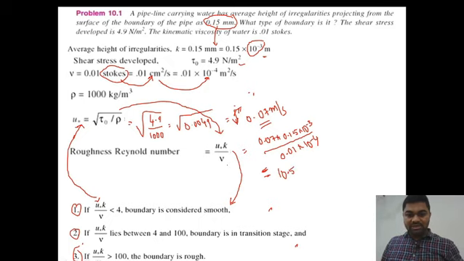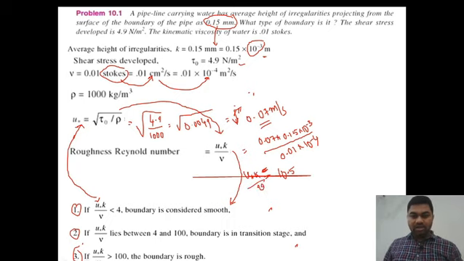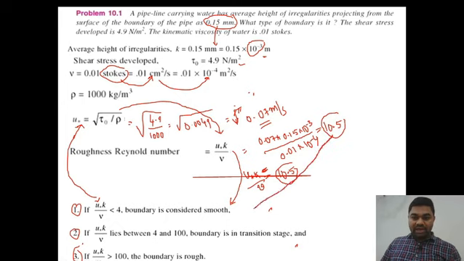So, this roughness Reynolds number, that is shear velocity into K by kinematic viscosity, is around 10.5. So, for this 10.5 value, check with this criteria.